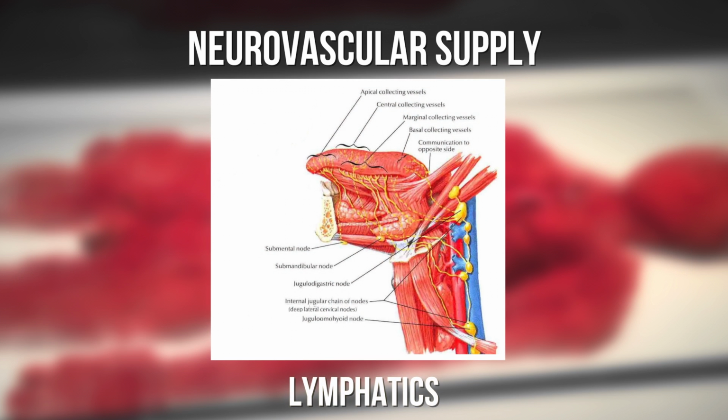The lymphatic system removes metabolic waste and implements the immune response with the production of antibodies. The vessels drain into the submental, submandibular, and jugular digastric nodes. Then, they gather at the deep cervical lymph nodes.